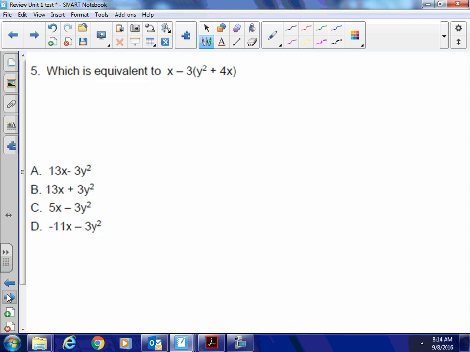All right, number 5, which is equivalent? Well, to find out if they're equivalent, I should do some simplification on this problem. I'm going to distribute my negative 3 to the inside. So we've got x minus 3y squared minus 12x. Notice none of these choices look quite like that, but I do have some like terms I could collect. So we've got minus 3y squared minus 11x, and that is the same as choice D.